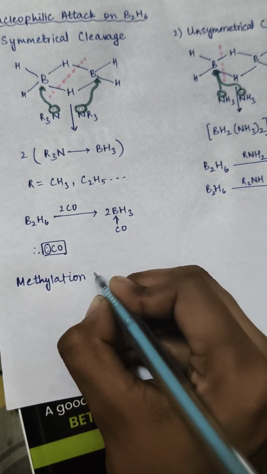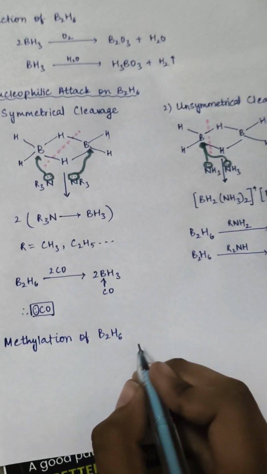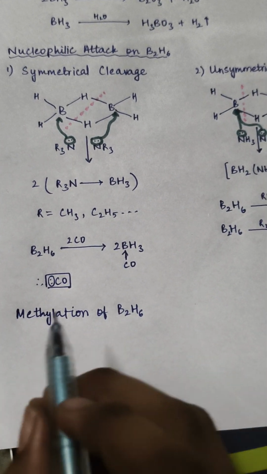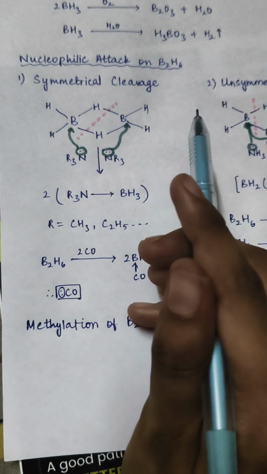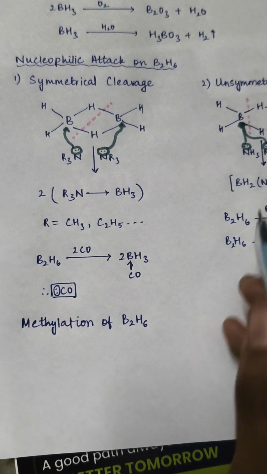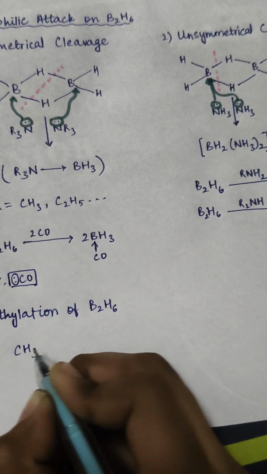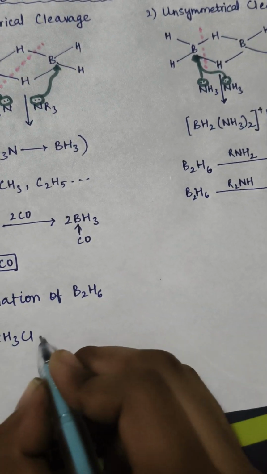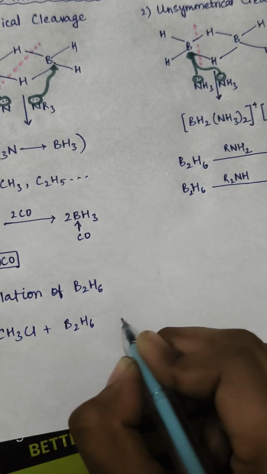Okay, then you have methylation of B2H6. And this is basically only the terminal, here you see only these 4 terminal hydrogens will be substituted by the methyl group. So you have CH3Cl plus B2H6.